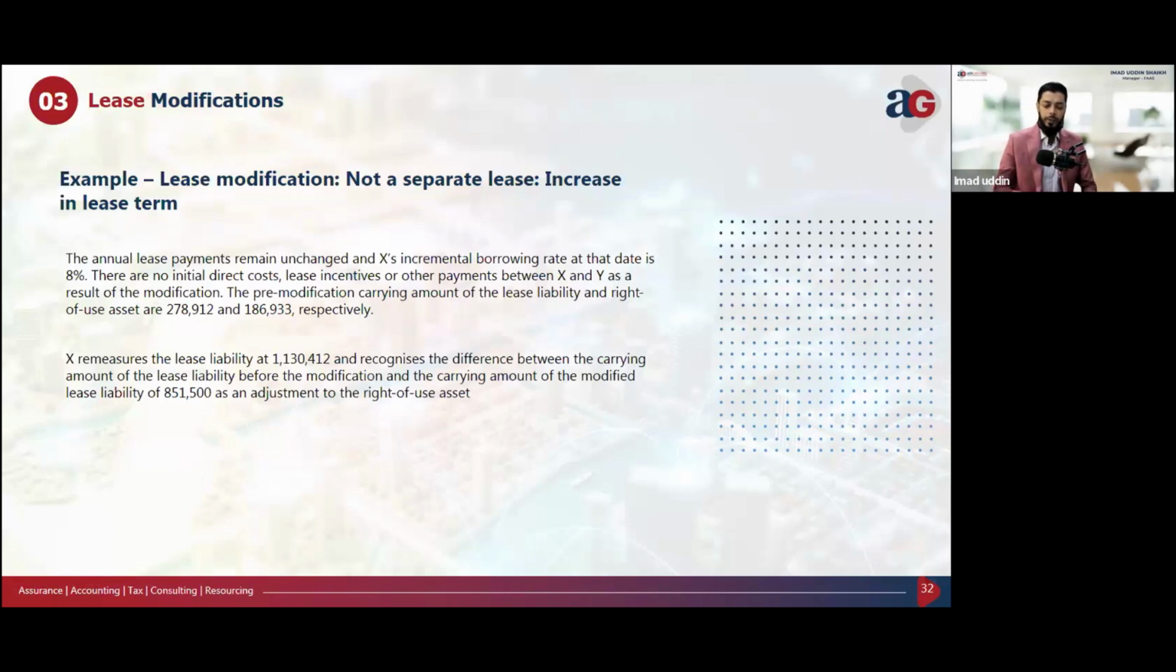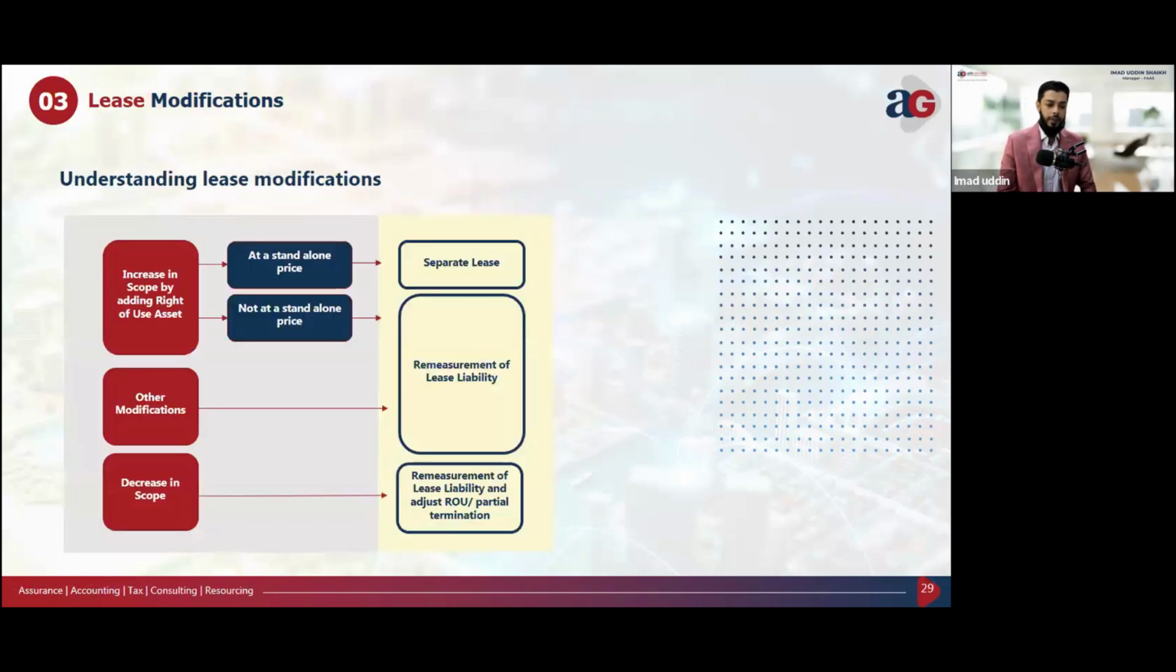And remember which case is this? This is the case where we are increasing the scope, and the scope increase is not a separate asset and it's not at a standalone price. So we have to remeasure it and have the same effect in the lease liability as well as the right of use asset. Now, what happens when there is a decrease in the scope?